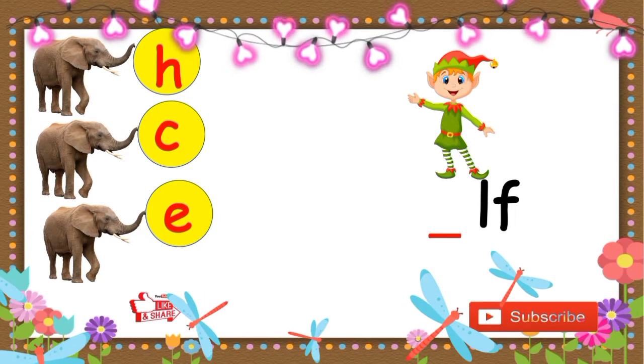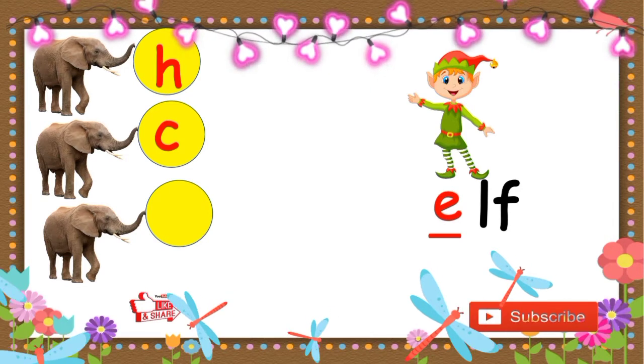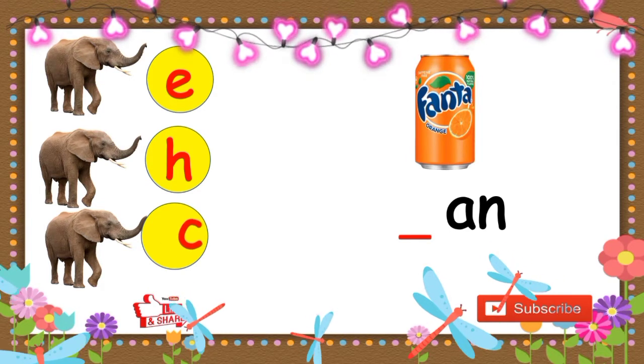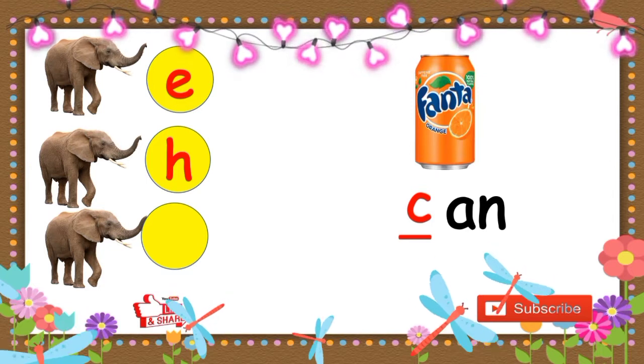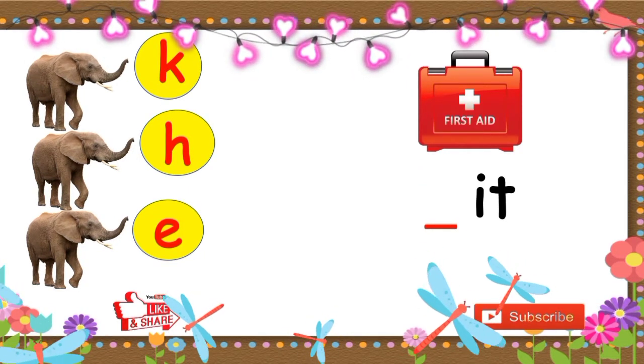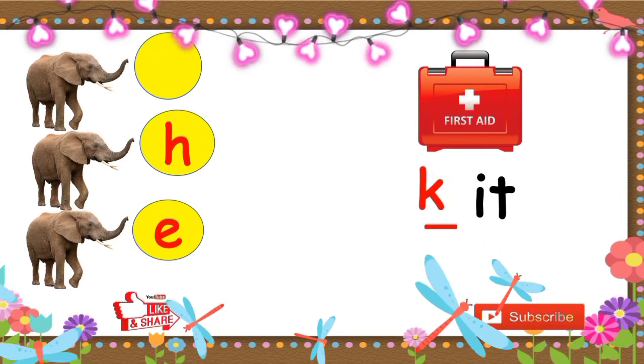Elf. And your answer is... correct! Wow! Great job! We have some more. Can. And the missing sound is... that's great! And the next word is... kit. The missing sound is... k. You're really doing great!